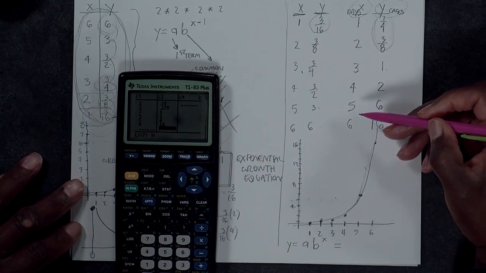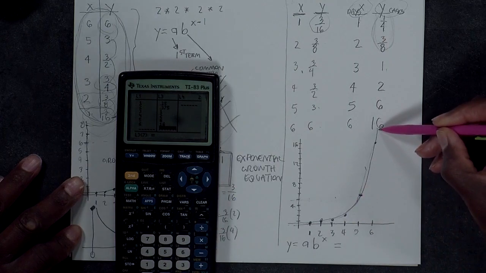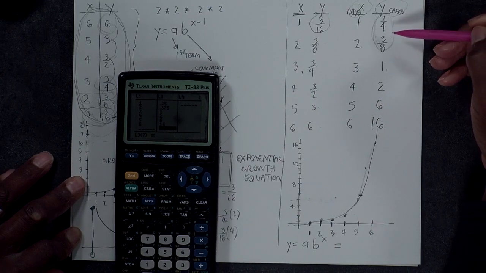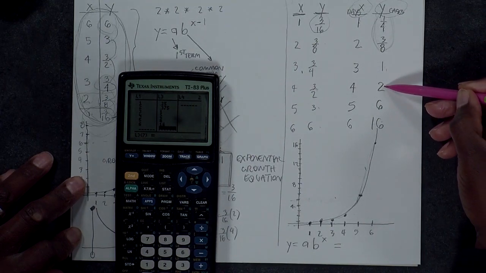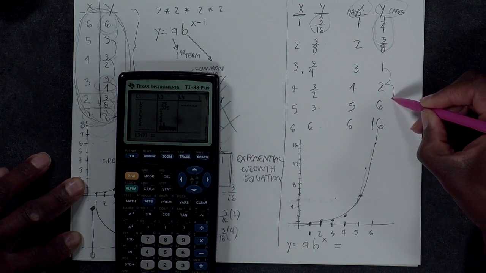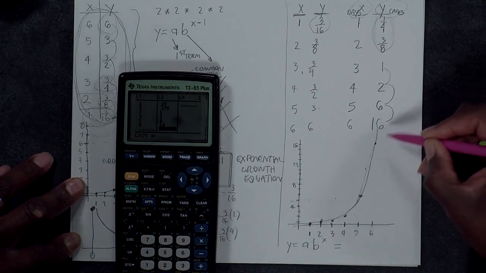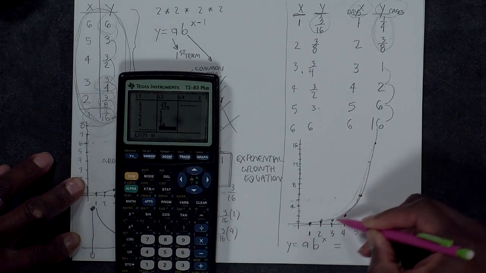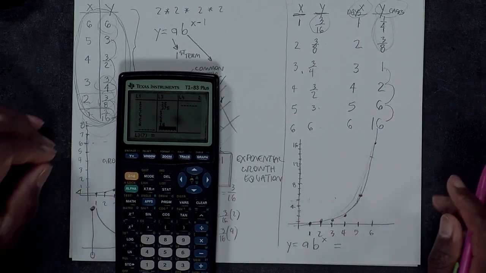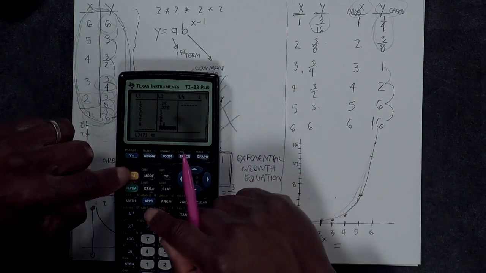So we want the equation that would be the best representation of this data, because it's not perfectly exponential. Here you're multiplying by 2 to go from here to here, but you're not multiplying by 2 to get the next point, and you're not multiplying by 2 after that. It's an exponential growth situation, but it's not perfectly exponential. So we'll get the best representation of this exponential data with the calculator.